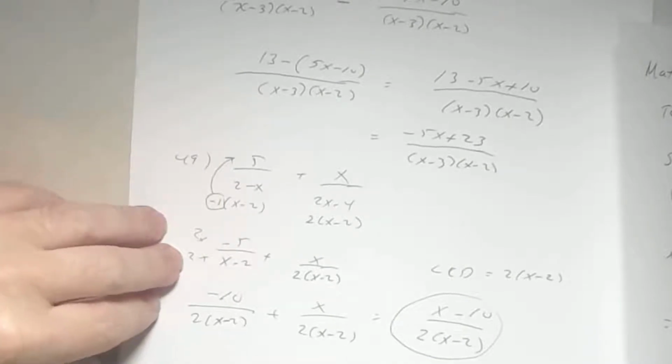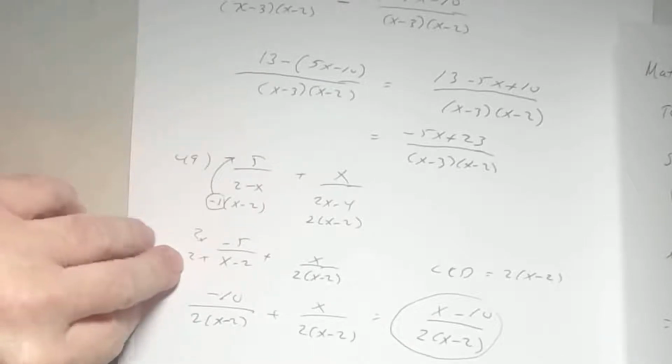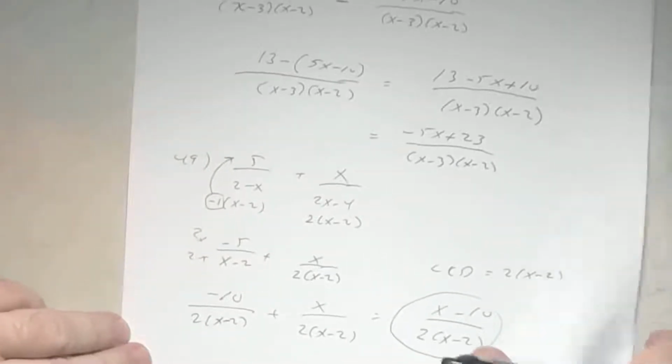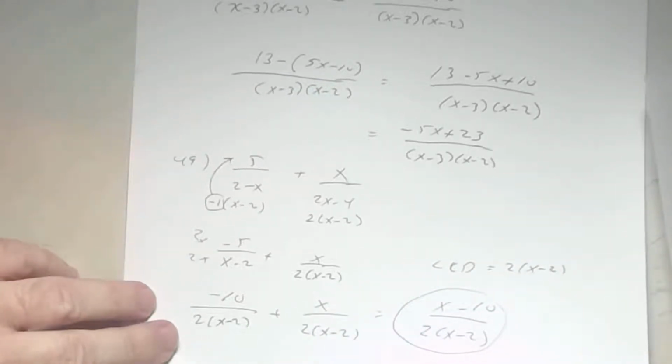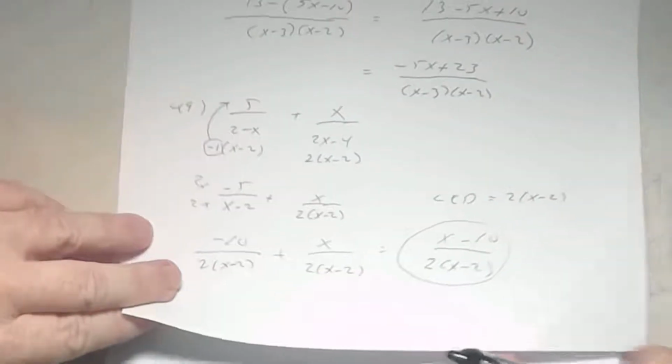Oh, no, no, no. We can only reduce factors. X minus 10 is a factor by itself. That's it, you're done. Let me make sure I remember that. You can only reduce the whole thing. But if there was, let's say, a 4 in front of that x up there, then you could factor out a 2 and reduce the 2's and some other things, okay?